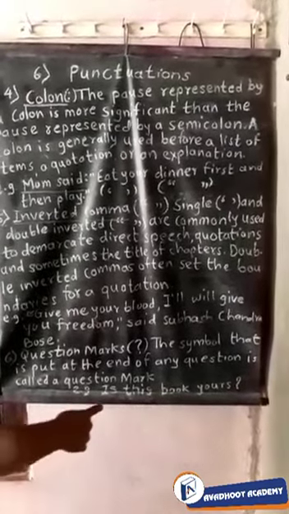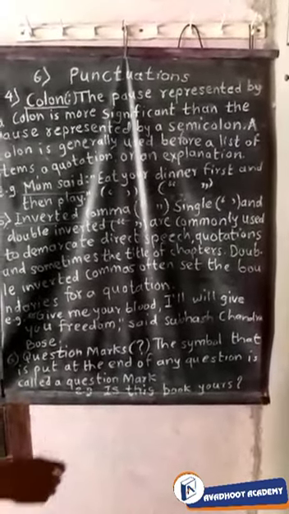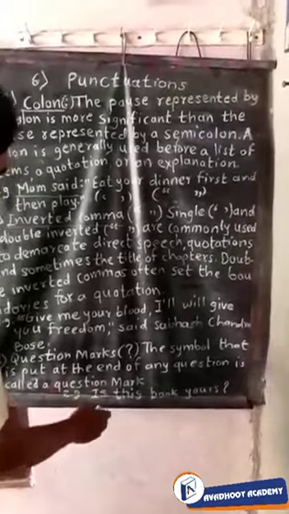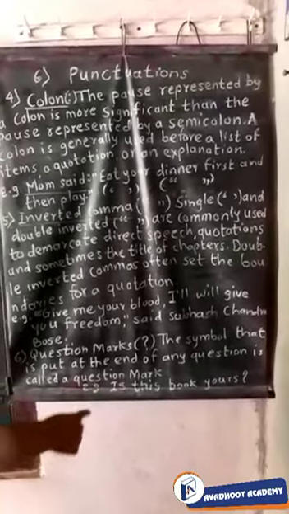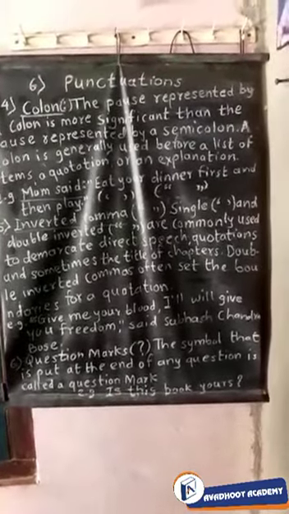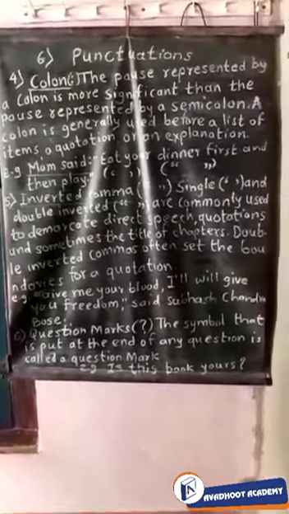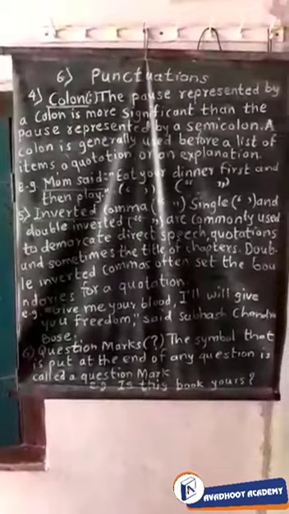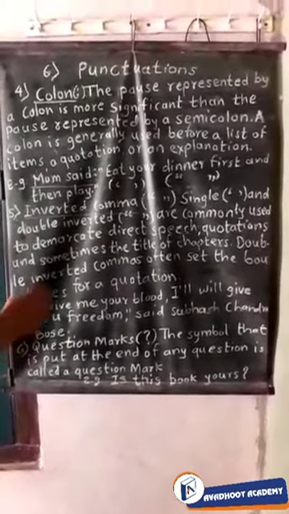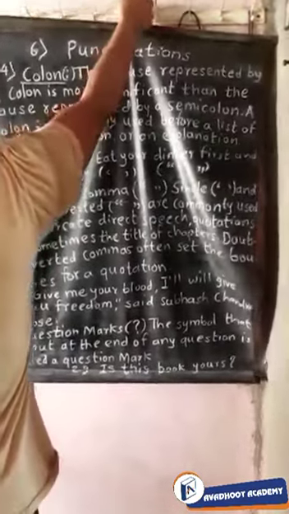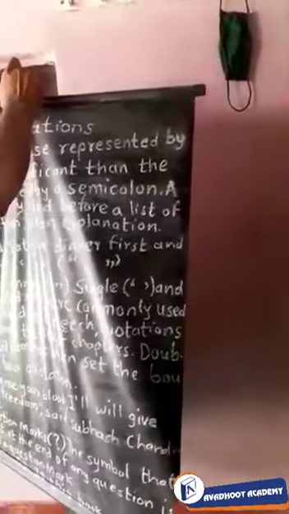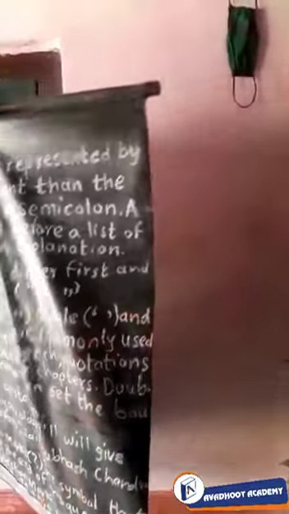So for example, "Is this book yours?" So this is the question. Which type of question? This is the yes/no type question, because "is" is an auxiliary. It is a present auxiliary and we are using it for making the question sentence. So now, the next one. We have seen today the 4th, 5th and 6th: colons, inverted commas and question mark.